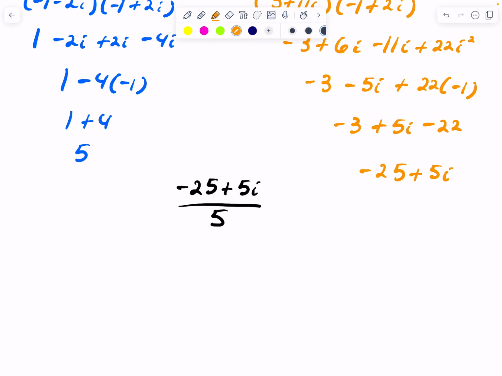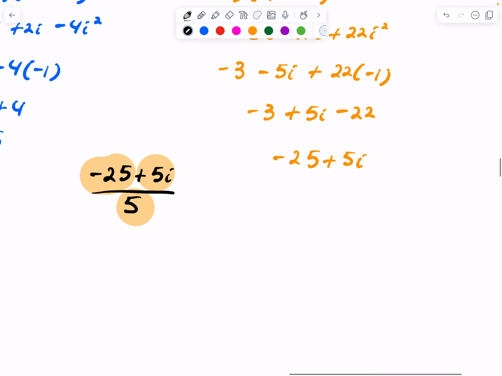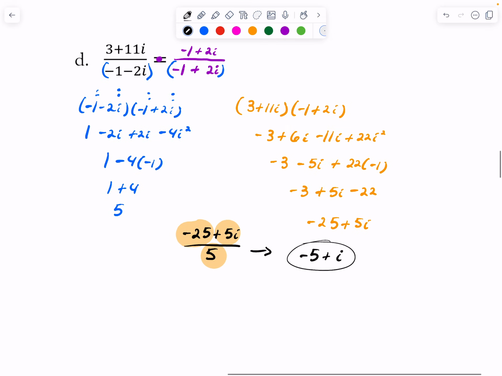Again, if I'm looking at this number, my coefficient there, and my 5, all three of those can be divided by 5, which is going to give me negative 5 plus i. And you can write over 1, but there's no need to write over 1. That is going to be our simplified answer.